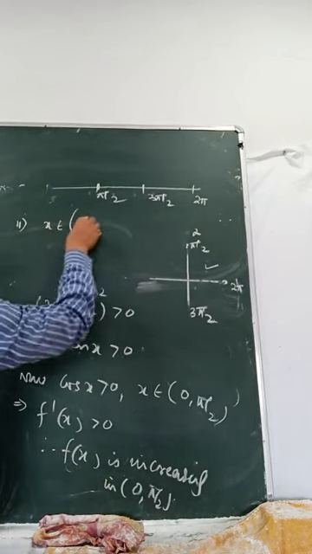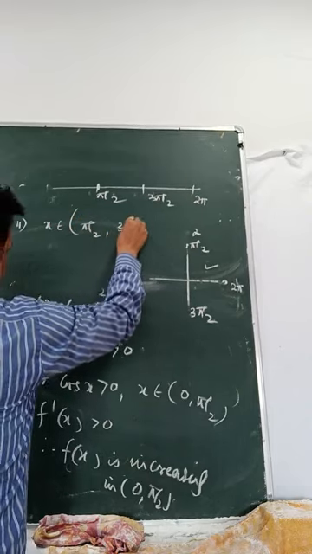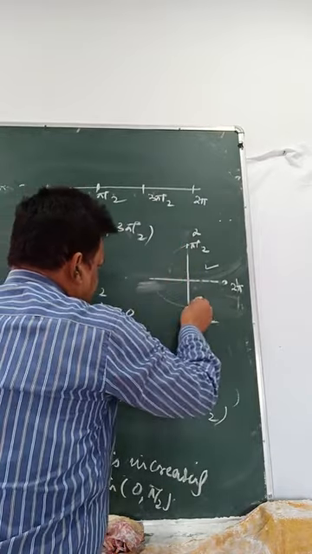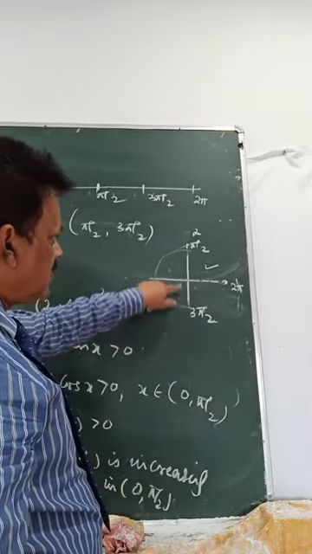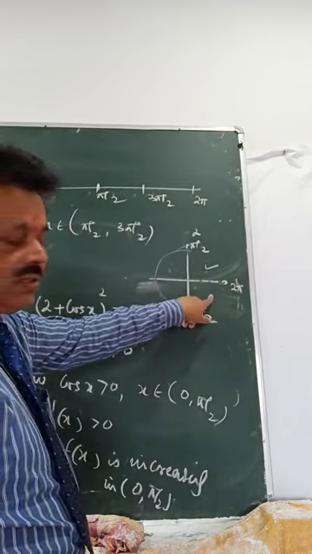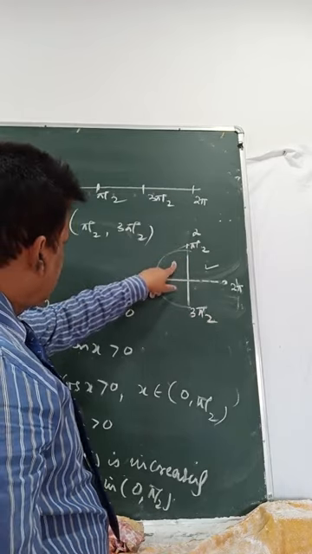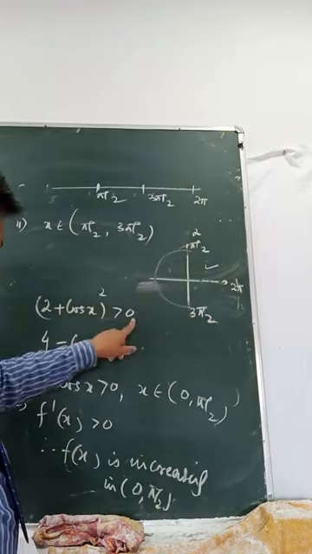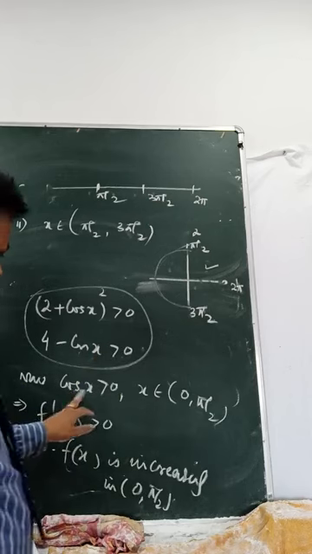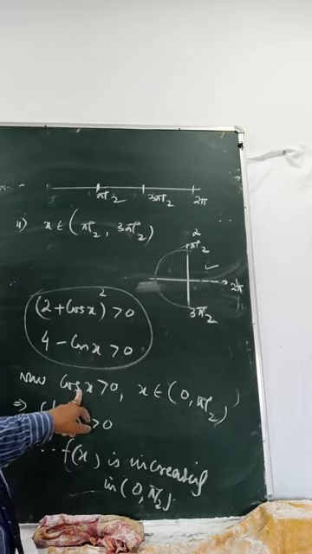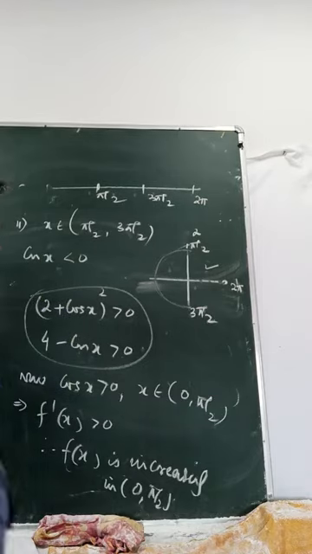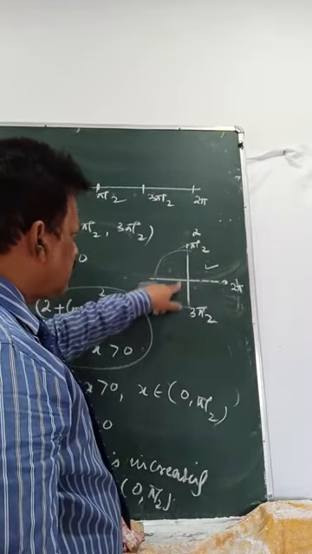x belongs to pi by 2 to 3 pi by 2. Pi by 2 to 3 pi by 2 means you are considering this part. You are considering the second and third quadrant, in which cos is negative. As I already told you, this will be greater than 0. These two are common for all. Only this will be deciding increasing or decreasing. So we can write cos x is less than 0, because in the second and third quadrant cos is negative.